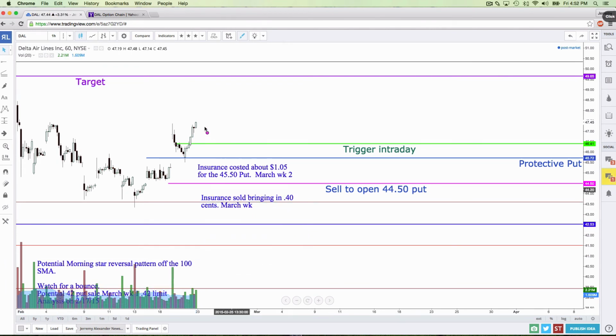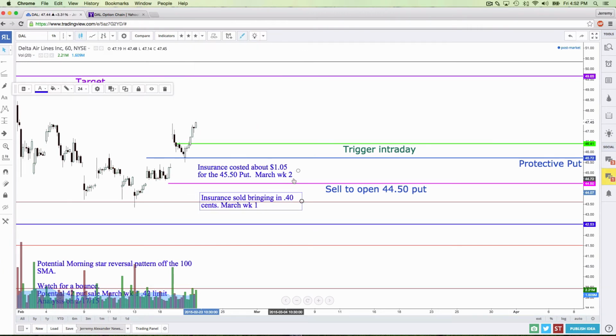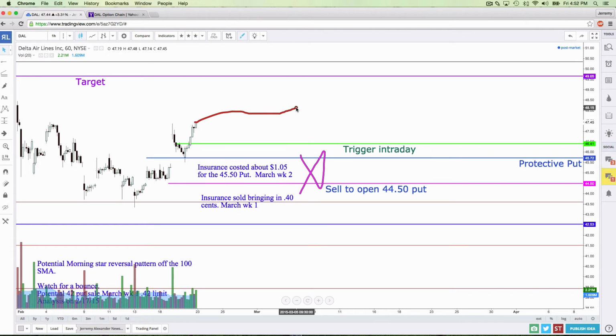It can hang out up here. And as long as it closes above 45.50, if this is a March week 2 and this is a March week 1, what will happen if the puts are out of the money? Both options will expire worthless. They will go to option heaven. And now you're just left with your shares of your stock.